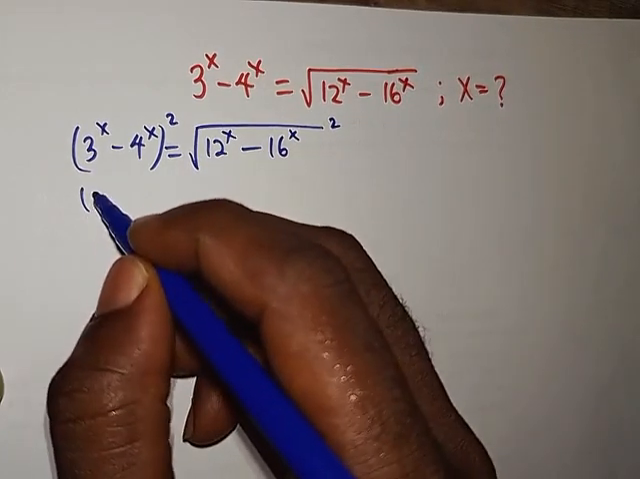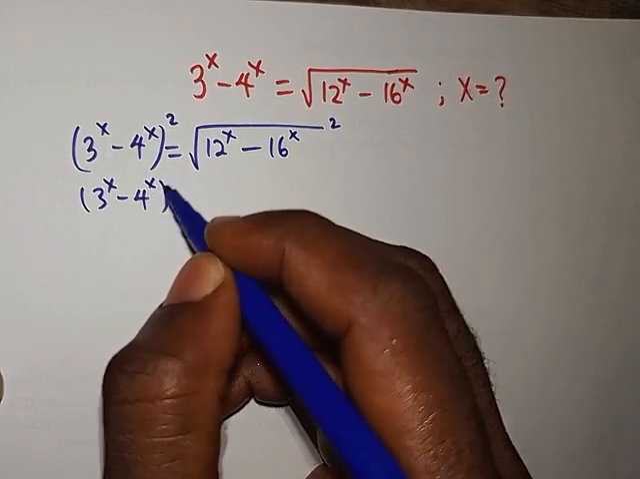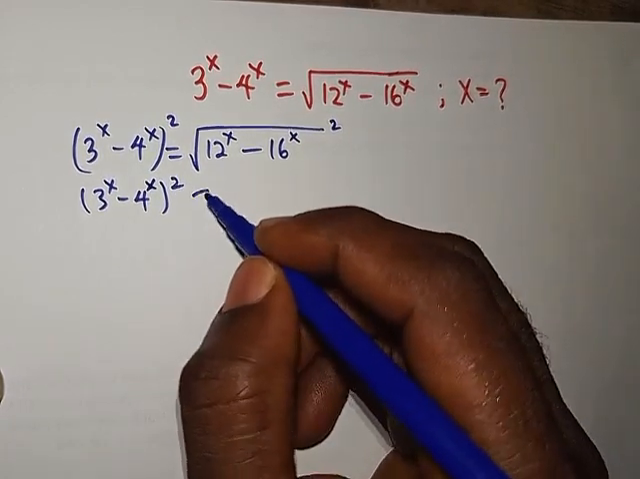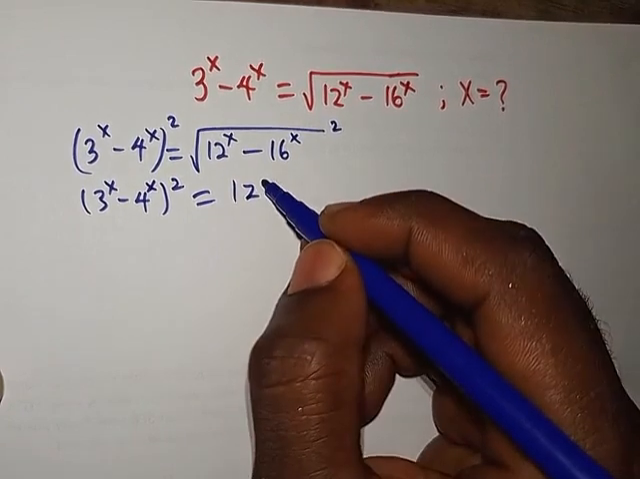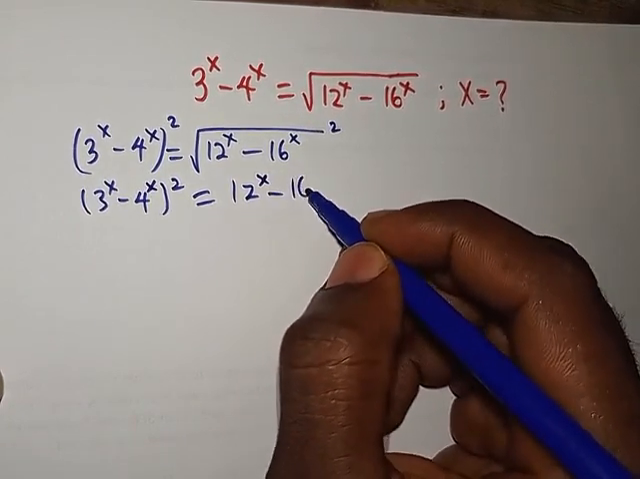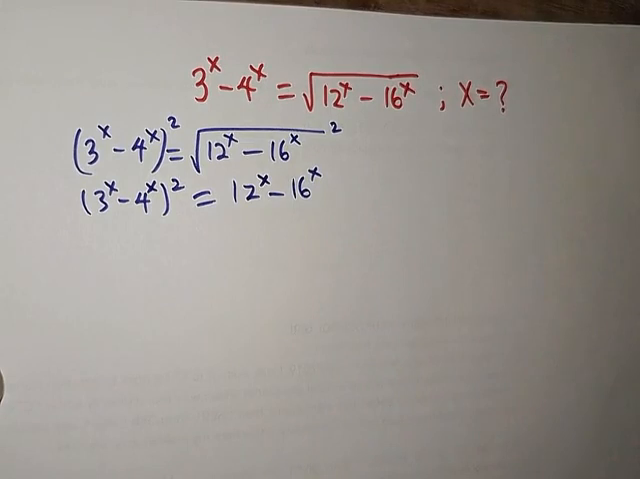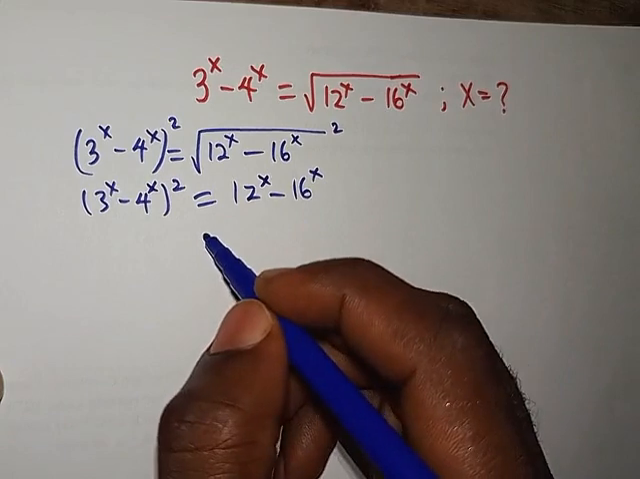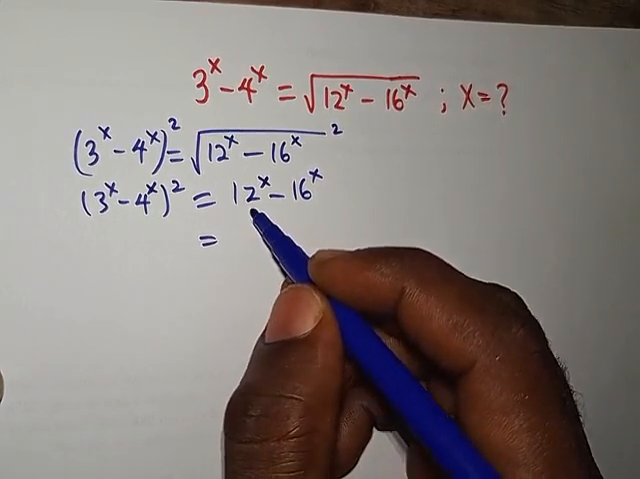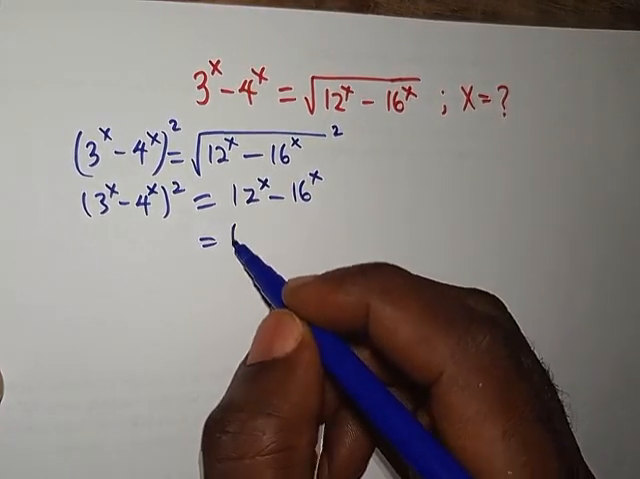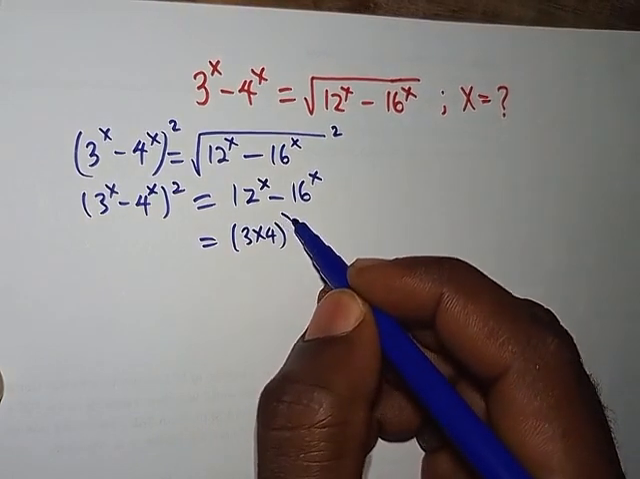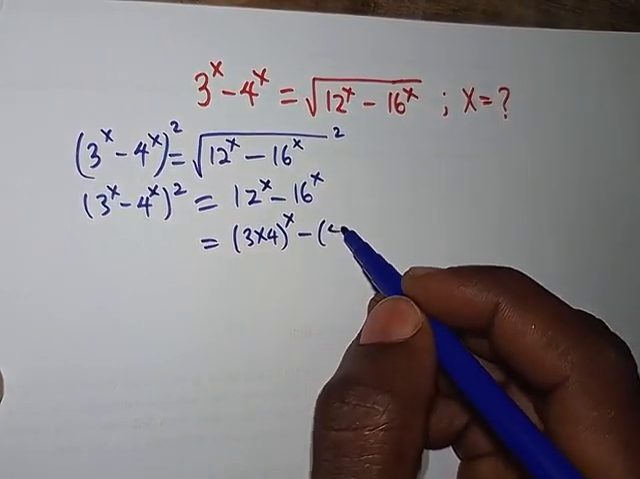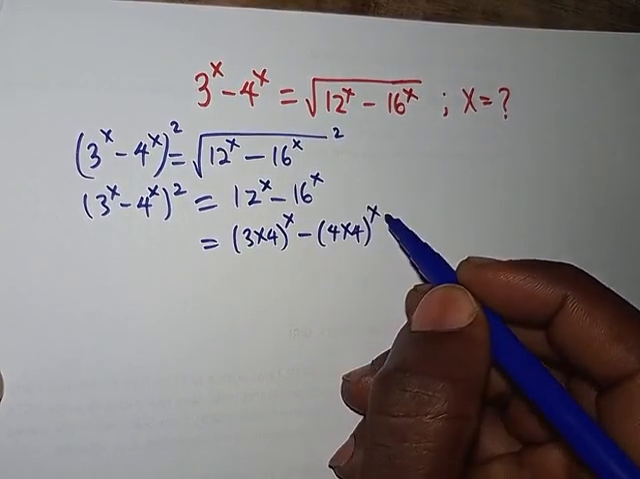So here I'm left with (3 to the power x minus 4 to the power x) to the power 2, then equals 12 to the power x minus 16 to the power x. The next thing we do is change something on the right hand side. This right hand side can be written as follows: we can write 12 as 3 times 4 to the power x, and here we can write 16 as 4 times 4 to the power x.